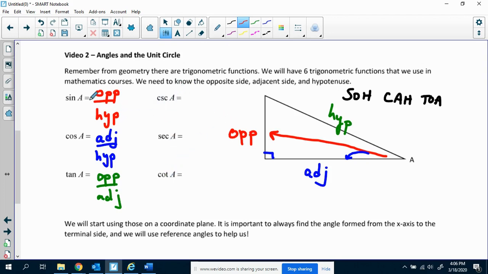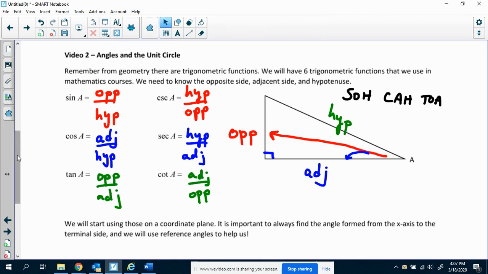Those are just the reciprocals of each of the functions that they're right next to on our paper. So cosecant of an angle is the hypotenuse over the opposite side. The secant of an angle is the hypotenuse over the adjacent side. And the cotangent of an angle is the adjacent side over the opposite side. So those are things that you just have to kind of memorize. And you hopefully learned sine, cosine, and tangent last year.